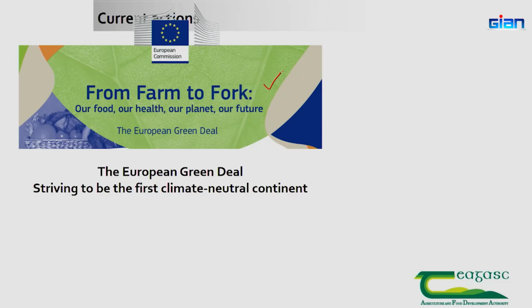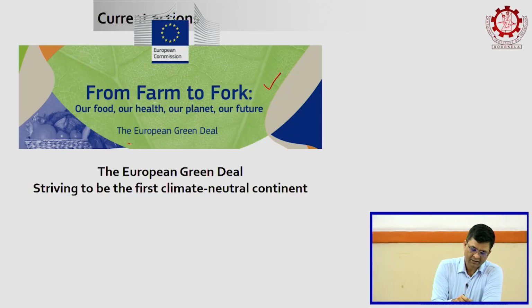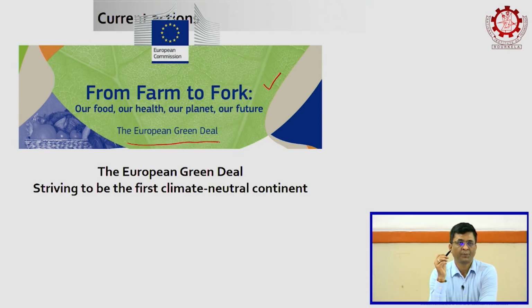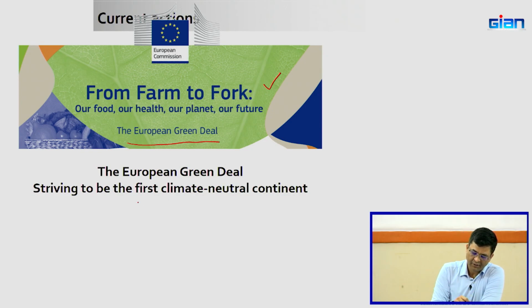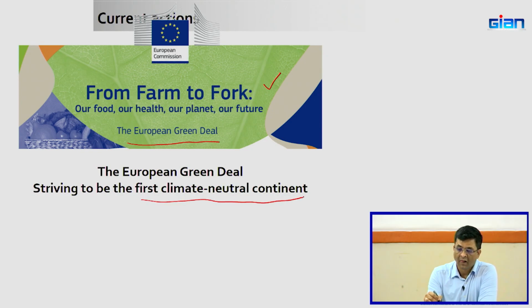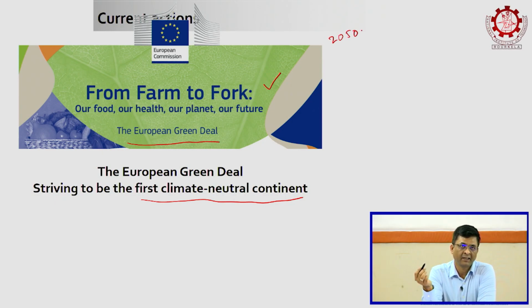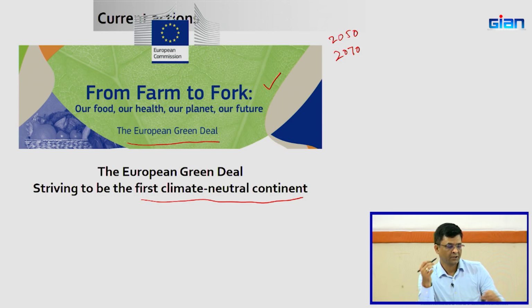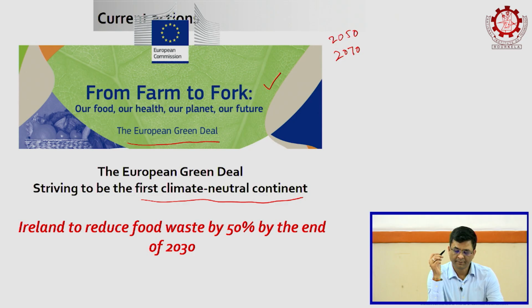So, what are the current actions? In the morning I mentioned the farm to fork approach, that is, how it is produced all the way to how it is consumed. Everything is recorded in a document called the European Green Deal. That means how we green the whole process, and it is striving to be the first climate neutral continent by 2050. I did indicate India has pledged to be carbon neutral by 2070, and some other countries have different years for carbon neutrality.